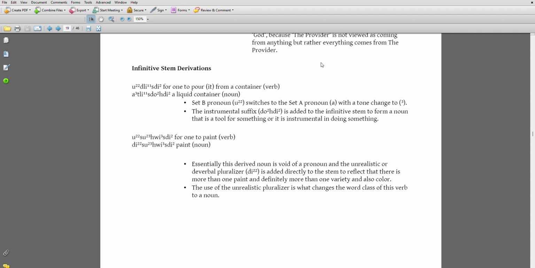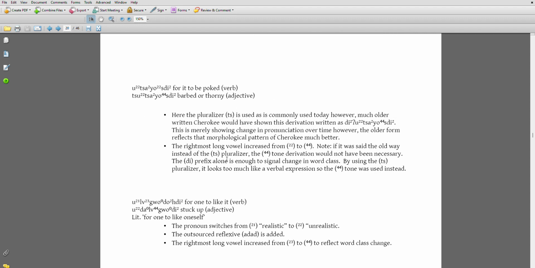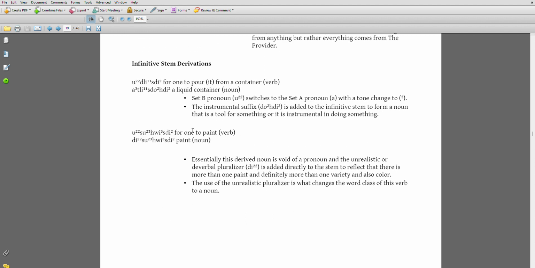Likewise, we can say usuisti for one to paint, which is a verb in the infinitive, and disuisti, which is paint, a noun. Essentially, this derived noun is void of a pronoun, and the unrealistic or deverbal pluralizer d is added directly to the stem to reflect that there is more than one paint and definitely more than one variety and also color. The use of the unrealistic pluralizer is what changes the word class of this verb to a noun. Disuisti. And some speakers may say disuistoti, and that just means that you paint with it.